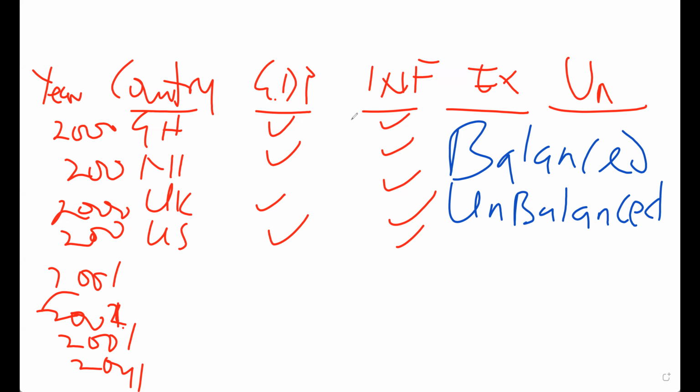The observations that I have here are 11. We have 11 observations here. Yes. So what do you mean?